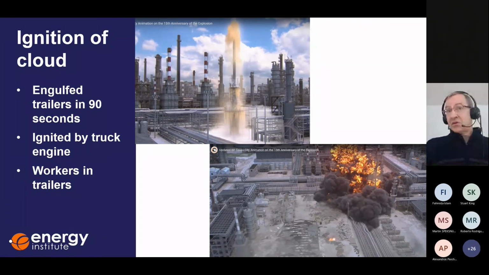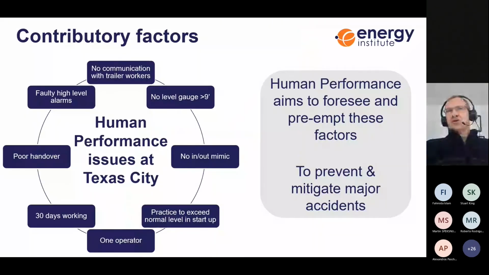And we say this is why we should care about human performance. Those issues were foreseeable, they were substantial, and should not have occurred. Look at the contributory factors. No communication with the trader workers who could have been relocated that day. The level gauge showed nothing above 9 foot in a tower that was 100 feet or so.